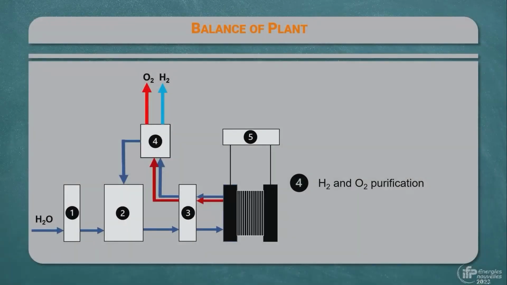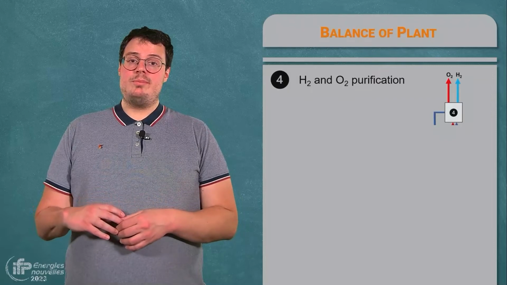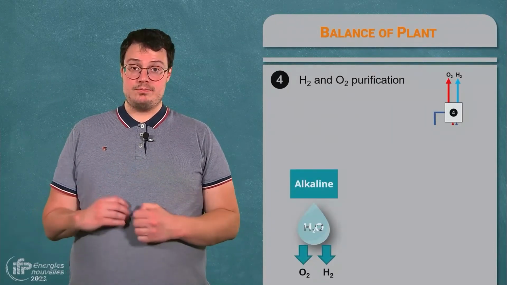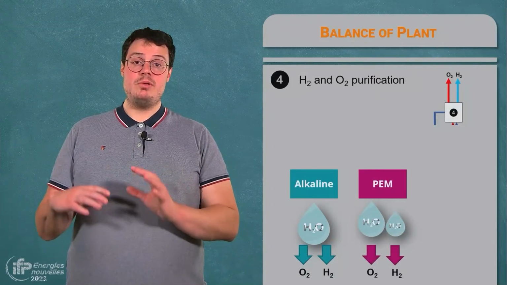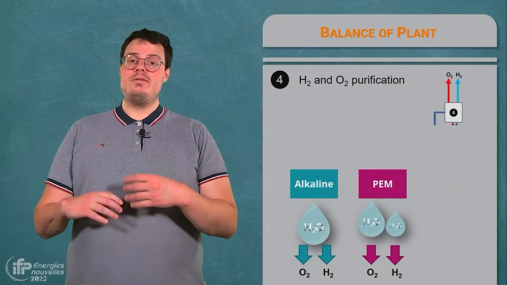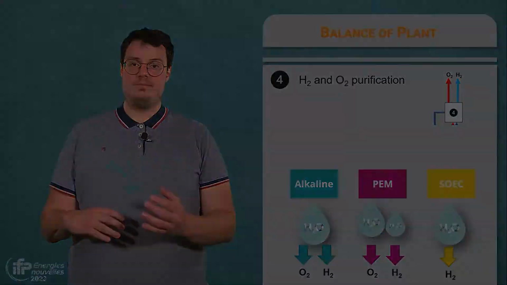Depending on the technology chosen, the composition of the output gases can be quite different. For example, water will be present in large quantities in both gases of an alkaline electrolyzer. In a PEM electrolyzer, it will be present mainly with oxygen, but also in smaller quantities in the hydrogen. It will be exclusively in the hydrogen in a high temperature electrolyzer, SOEC.